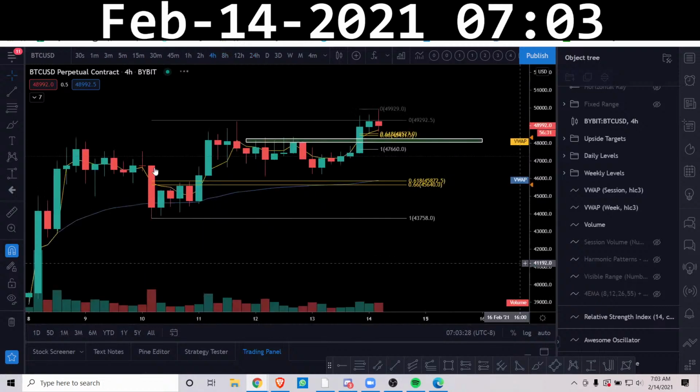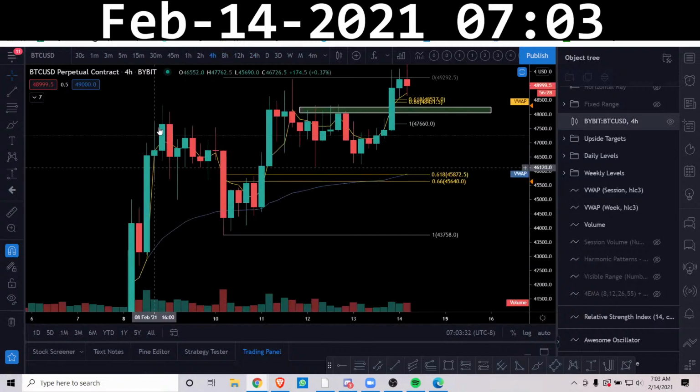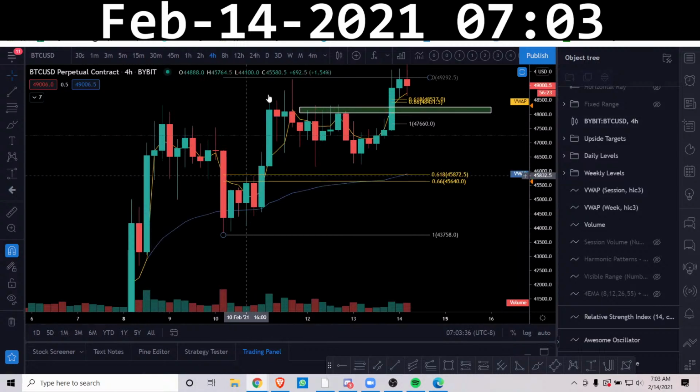So yeah, you have this resistance, and the support area flips it into resistance for a little bit, come down, test it as support, come back up. This is resistance here at 48,150, and then I expect us to come down to test that because we were held.